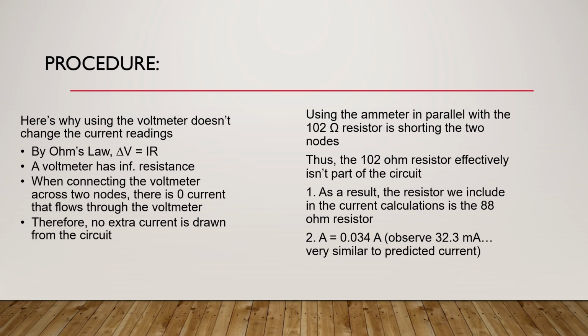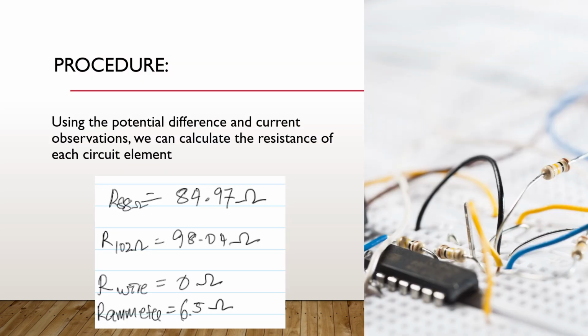If we put an ammeter in parallel with the 102 ohm resistor, the 102 ohm resistor effectively isn't part of the circuit anymore. As a result, the resistor we include in our current calculations is only the 88 ohm resistor. We find the current to be 0.034 amperes, but we actually observe 32.3 milliamperes, which is very similar to the predicted current. And this difference in currents can also be attributed to the resistance due to the ammeter, as we saw in the previous slide.